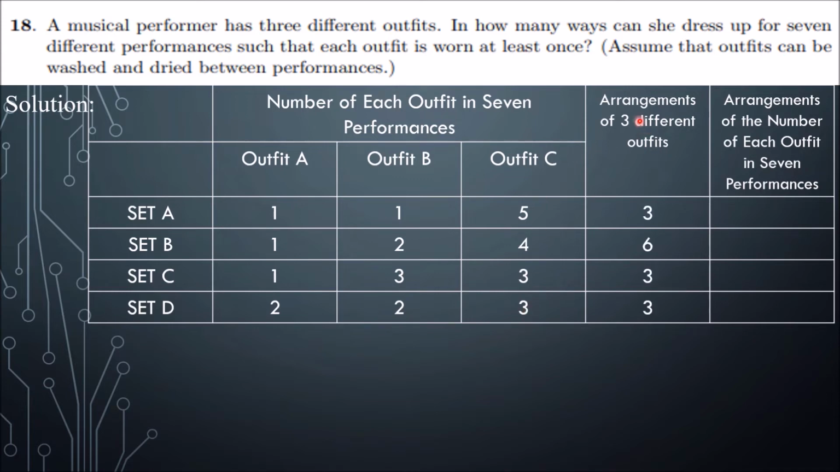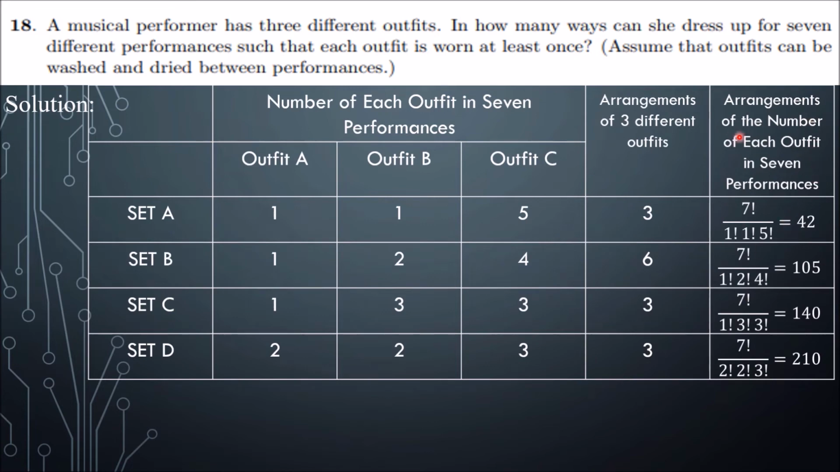Next, for the next column, we have arrangements of 3 different outfits. Arrangement of this, 1, 1, 5. There are 3 arrangements: 1, 1, 5, 1, 5, 1, or 5, 1, 1. For set B, we have 1, 2, 4. There are 6 arrangements: 1, 2, 4, 1, 4, 2, and so on. For set C, there are 3 arrangements: 1, 3, 3, 3, 1, 3, and 3, 3, 1. For set D, there are 3 arrangements: 2, 2, 3, 2, 3, 2, 3, 2, 2.